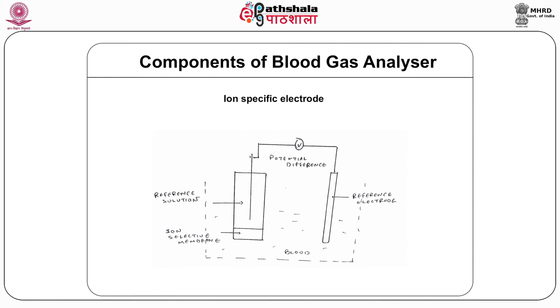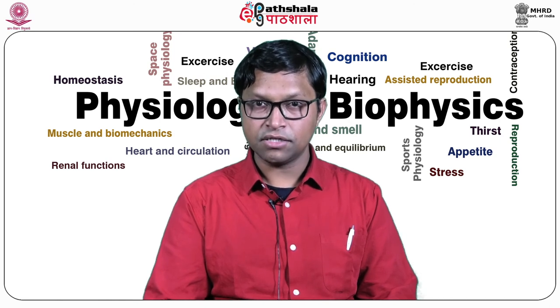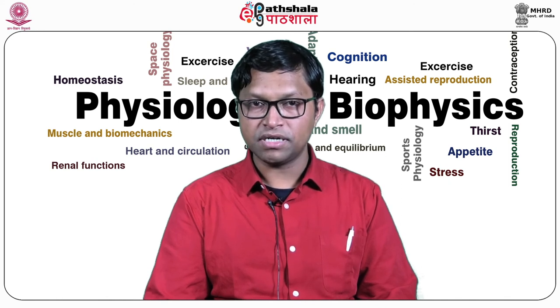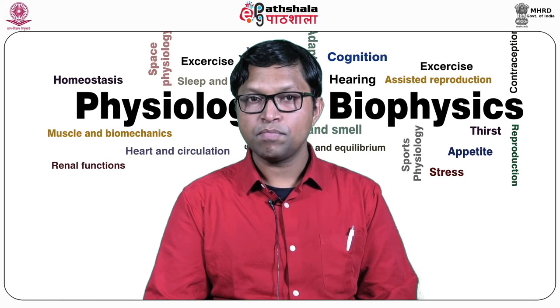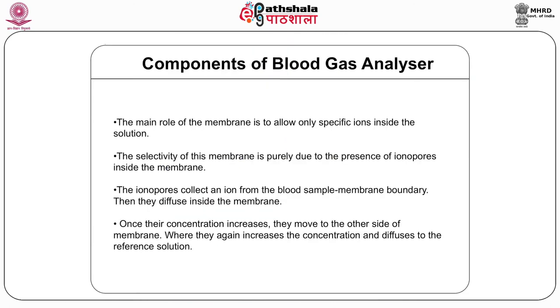The basic structure is the same as the other electrodes. It consists of a measuring electrode, a reference electrode, and a reference solution, which has an electrolyte with known concentration. The measuring electrode is surrounded by an electrolyte with a known concentration. The electrode is separated from the blood sample by the selective permeable membrane, which is a PVC solvent. The main role of the membrane is to allow only specific ions inside the solution.